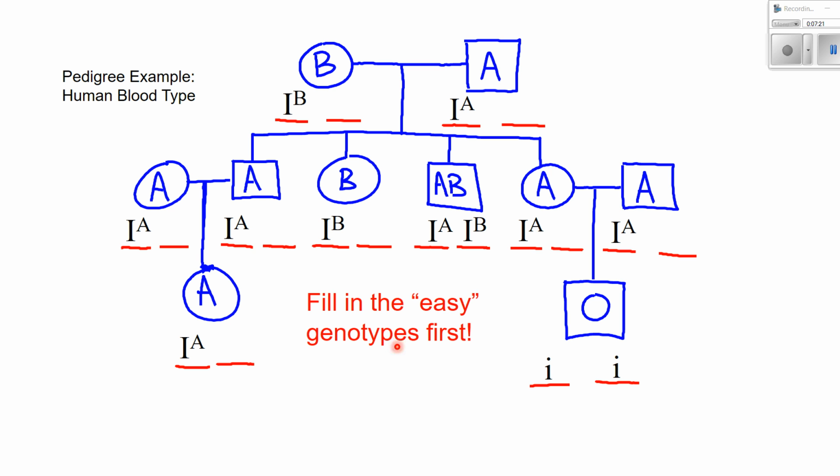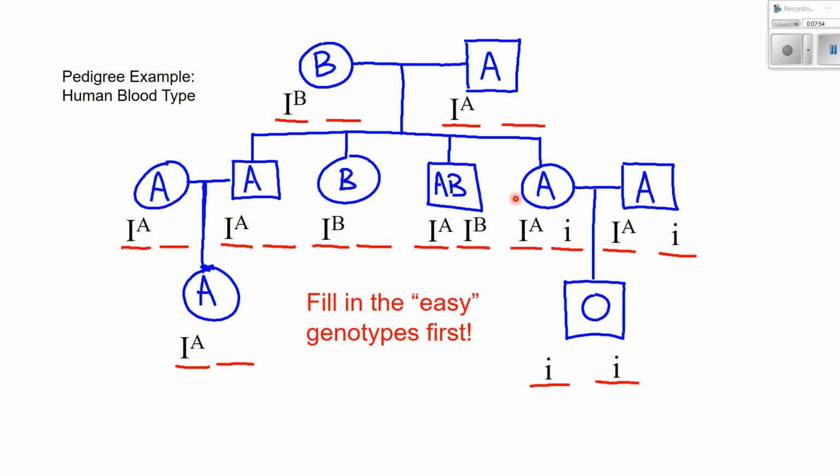But when you do that, you want to focus on anybody in the family who is homozygous recessive. And we only had one of those in this family, this type O person. And that's really helpful because if a child is little i, what do you automatically know about both of his parents? That's right. They had to have little i. Okay? So I filled those in. Now, let's keep moving up.